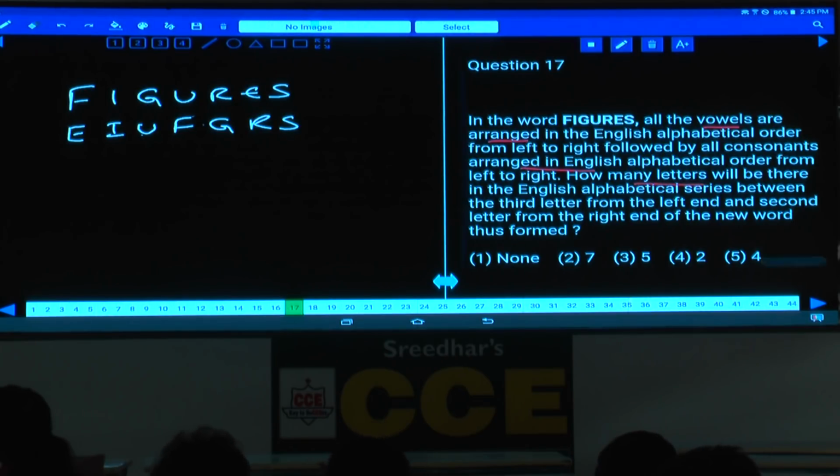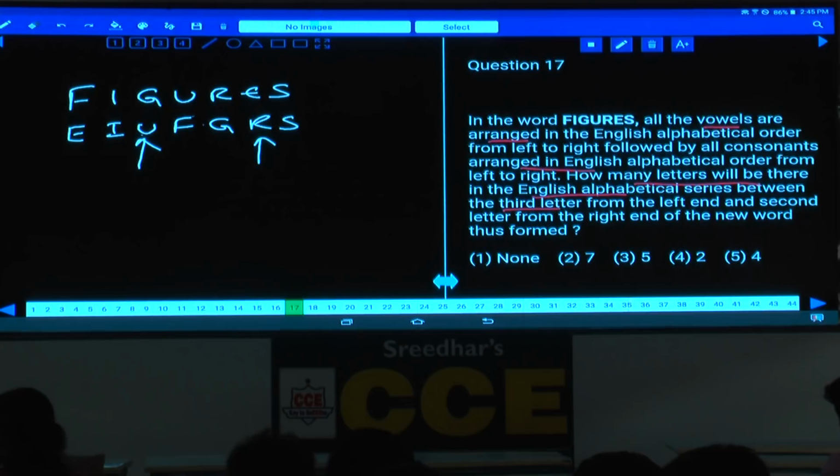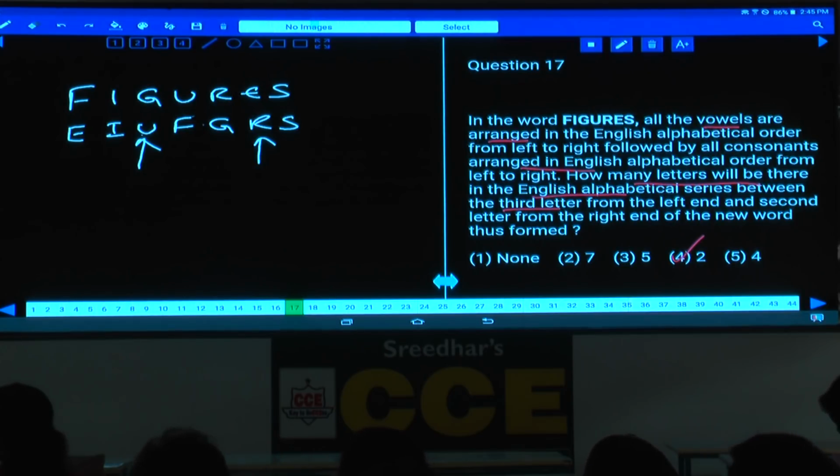Then how many letters will be there in the English alphabetical series between the third letter from the left and the second letter from the right? What is the third letter from the left here? U. What is the second letter from the right? R. How many letters are there in between R and U in the English alphabet? S and T are the only two letters here. That is choice 4. Question number 17, choice 4.